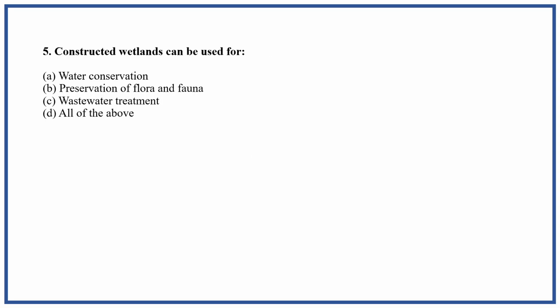Constructed wetlands can be used for water conservation, preservation of flora and fauna, wastewater treatment, all of the above. Others, please join the session and type in the answer in the chat box. It's a pretty easy question. If you have any doubts regarding what is a constructed wetland, you can ask. Anyone? The correct answer?